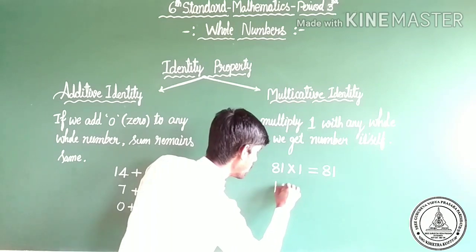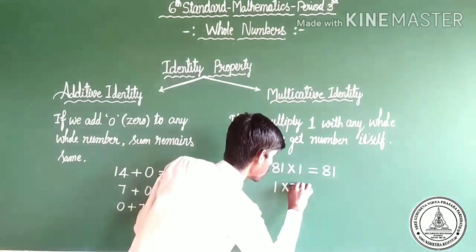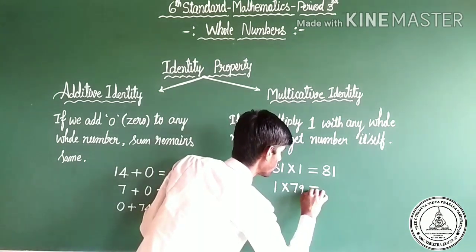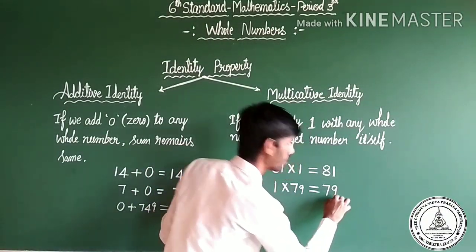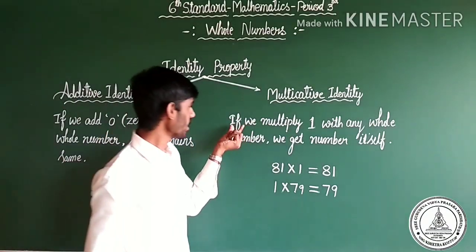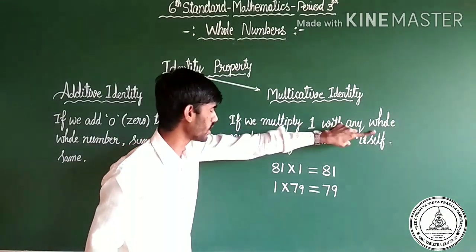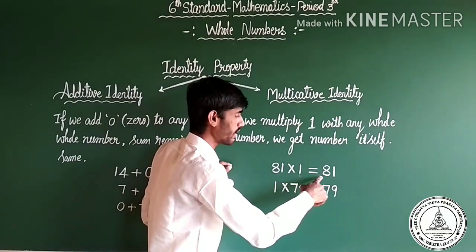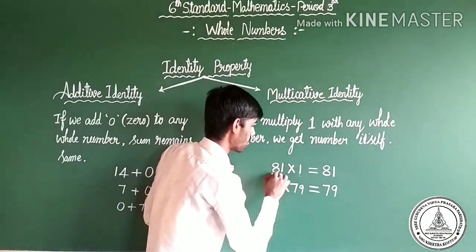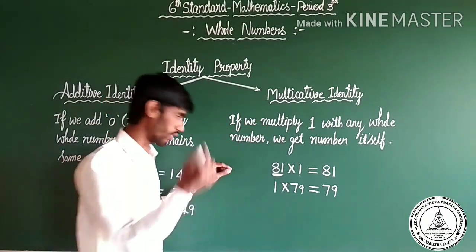I'll change the order. 1 into 79, 1 times 79 is 79. Observe here, it's very interesting. If we multiply 1 with any whole number, we get the number itself. Observe here.